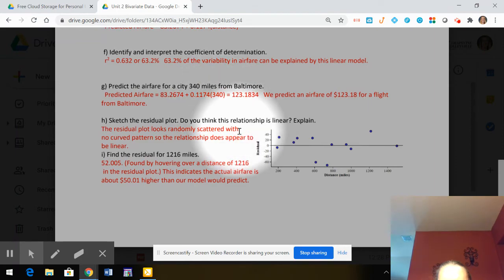All right, here's my residual plot. I see a pretty decent random scatter. I don't see a curvy pattern around it, so that looks pretty good.